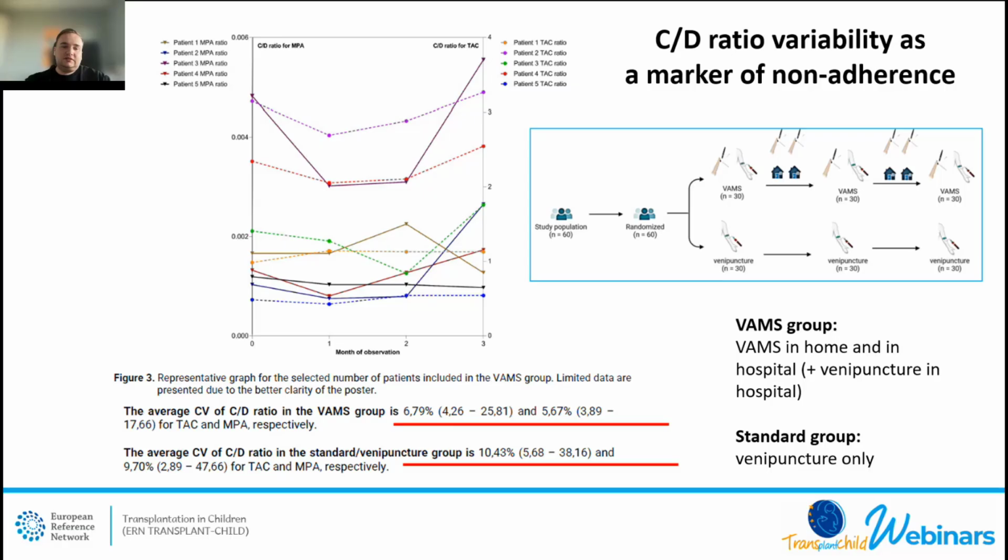And we found that the variability of the CD ratio in the VAMS group was lower. The mean of this parameter was lower than in the control group. So it's nice to implement in clinical practice to identify non-adherence.